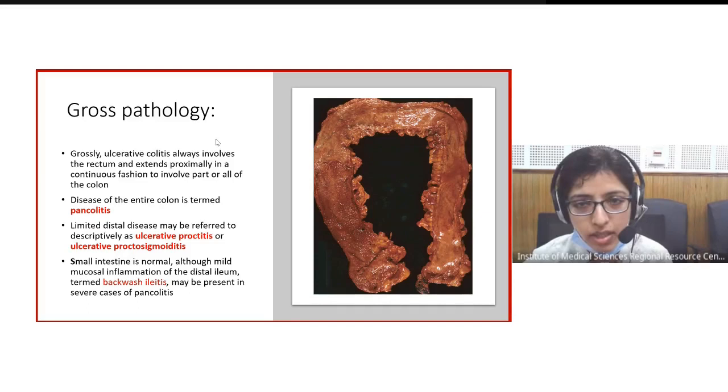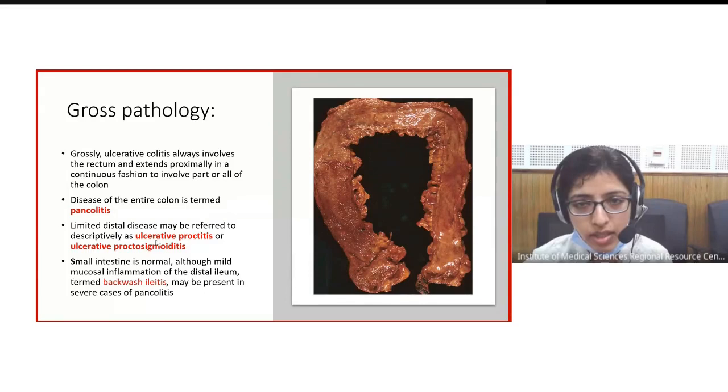Coming to the gross pathology. It always involves the rectum and it extends proximally in a continuous fashion to involve part or all of the colon. So the rectum is involved almost always, and then it will extend proximally and variable parts of the colon are involved. So this is the region of the cecum and some part of the proximal colon, and we see the mucosa is all red and granular. And here we are seeing the smooth mucosa. When the entire colon is involved, it is called pancolitis. When the disease is limited to a part, depending on the segment involved, we have different terms.